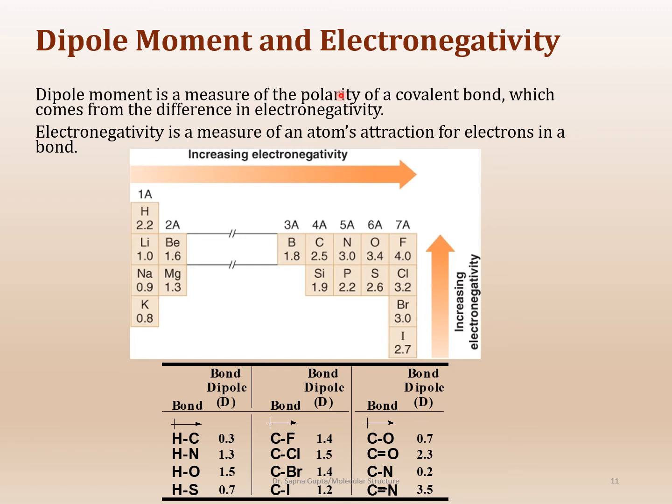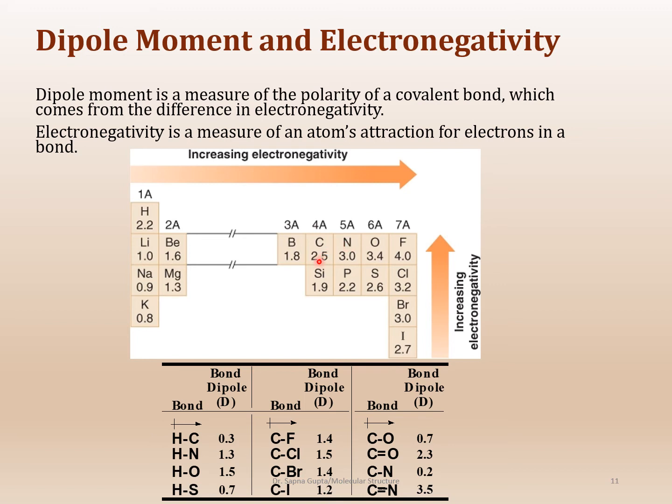So dipole moment is a measure of polarity. Again, we will go through this one a little bit later also, because we have to talk about this one in depth, what the dipole moment is and all that. But here's an electronegativity chart. Again, as I said, you don't need to remember these numbers. There is no point.